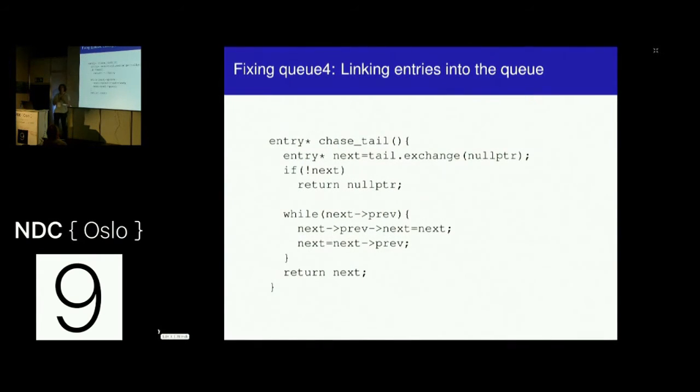Okay, so chasing the tail is quite straightforward. We take the current tail and we're going to exchange it. We're going to swap it for null. There's no end of the list because we've just taken it on. We've taken ownership of that. And then if there really wasn't anything, then we're going to return a null and make sure we deal with that in the pop code.